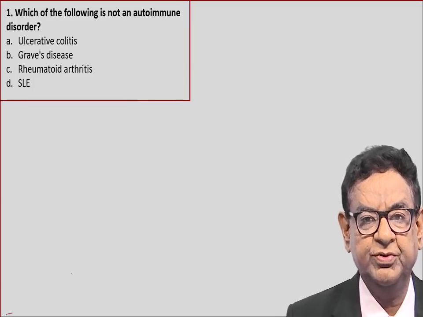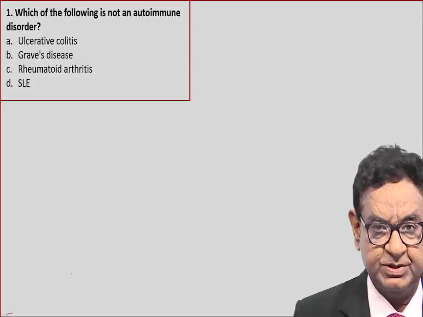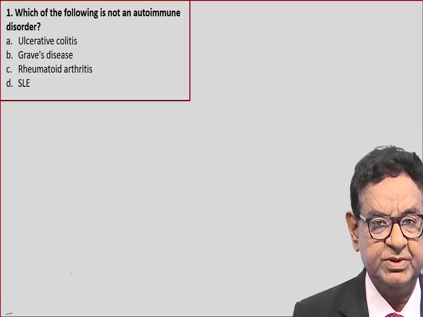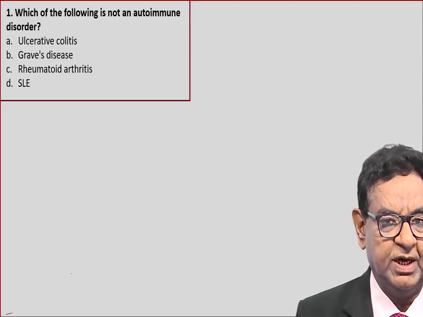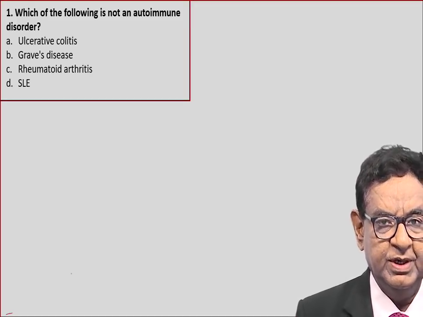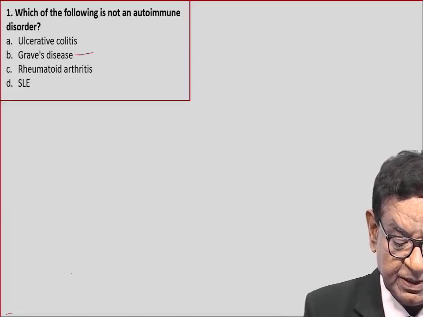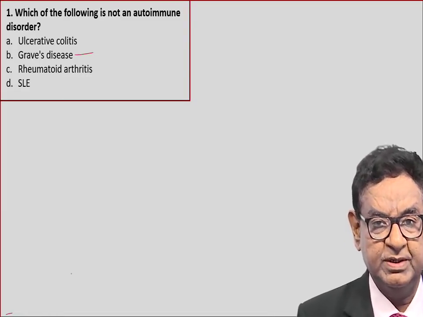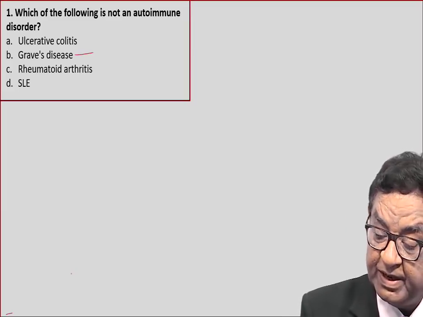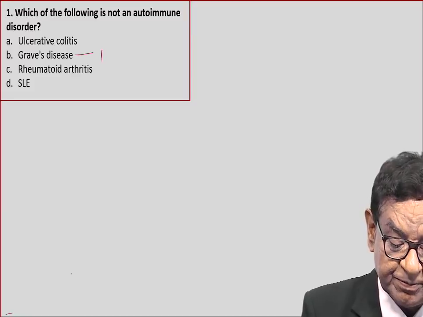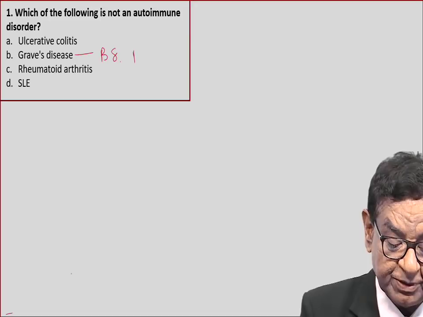The first question, which of the following is not an autoimmune disorder? The answer of this question is ulcerative colitis, because the rest all three are autoimmune. Let's start with Graves disease. Graves disease is the autoimmune disorder of the thyroid gland, where we have HLA-B8 and HLA-DR3.